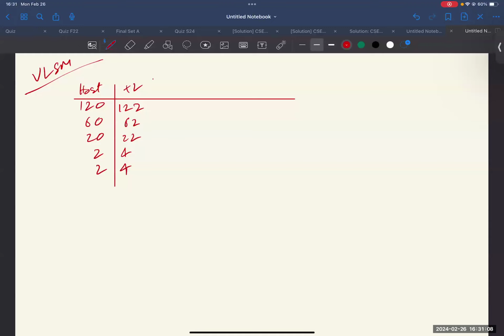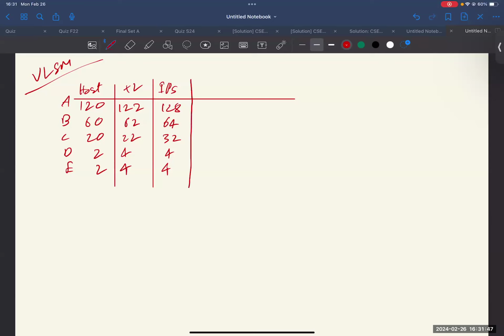And after this, I have to figure out how many IP can I actually give it. I cannot give it 122, right? I have to give him according to the power of 2. So for 122, how many IP addresses do I need to give it? 128. For 62, it's 64. For 22, it's 32. For 4, it's 4, right? It matches, so it's good. There is no wastage, 0 wastage.